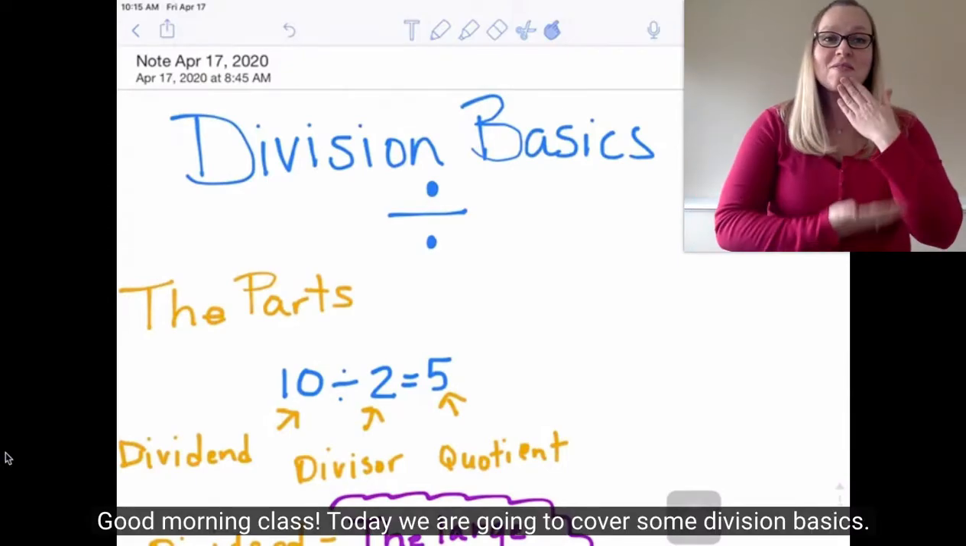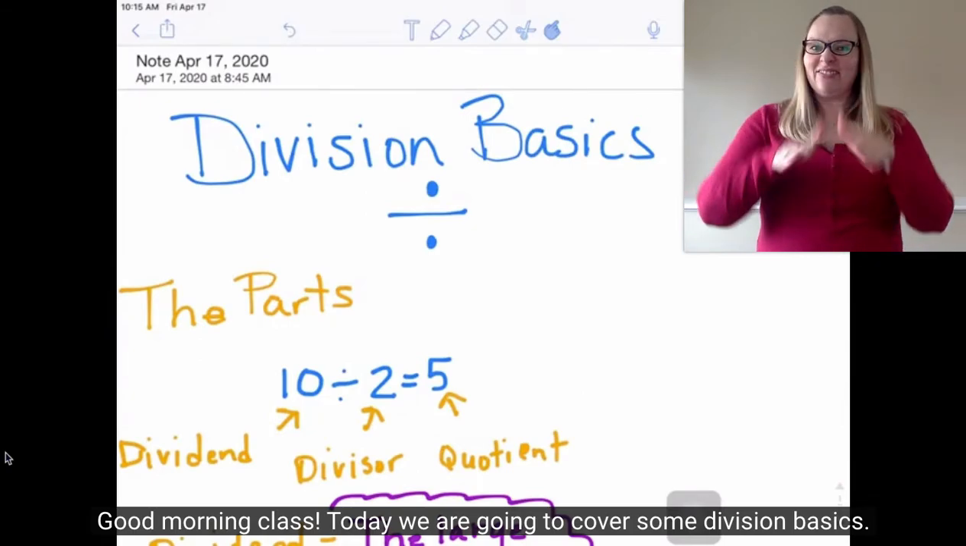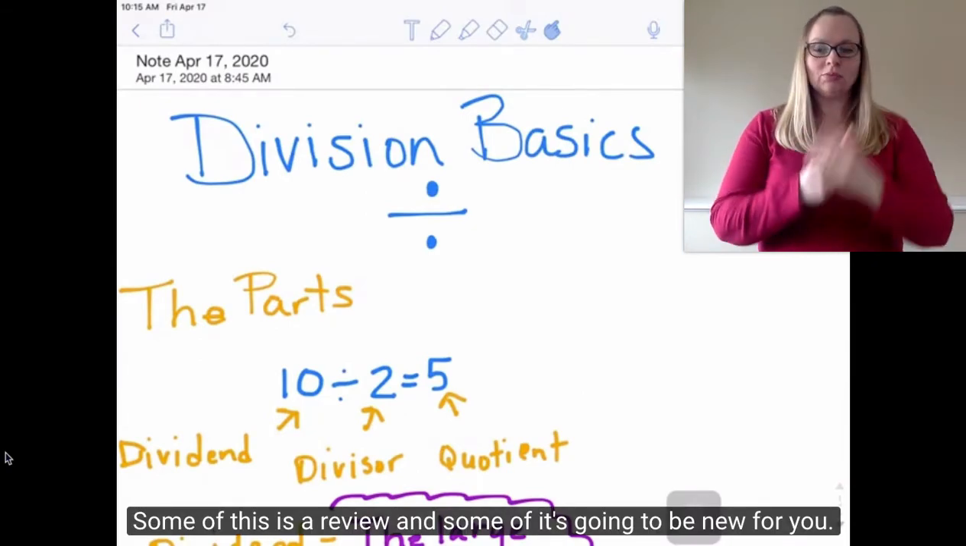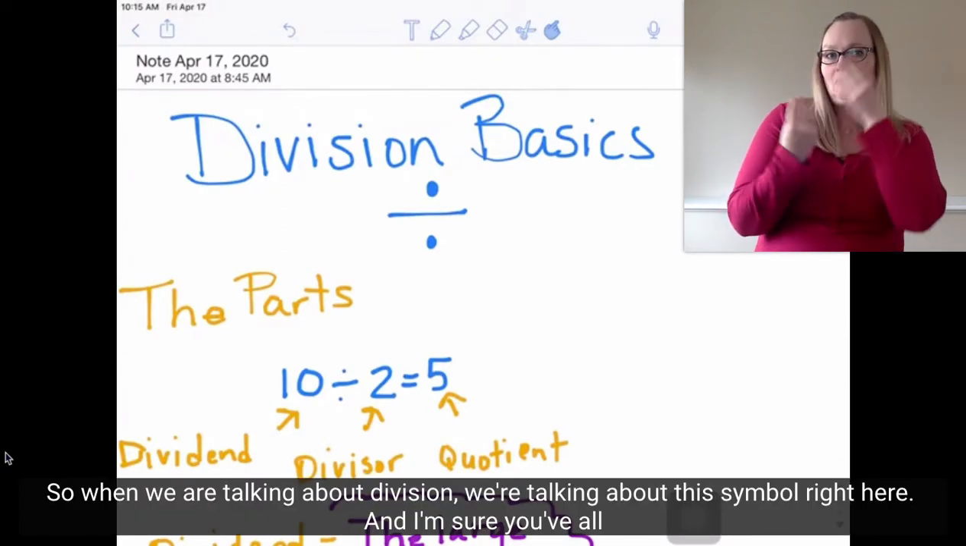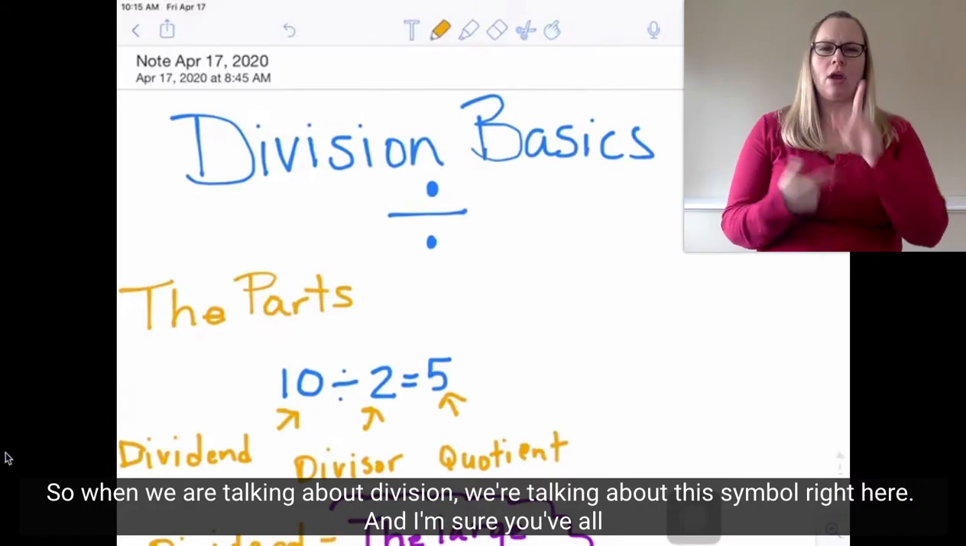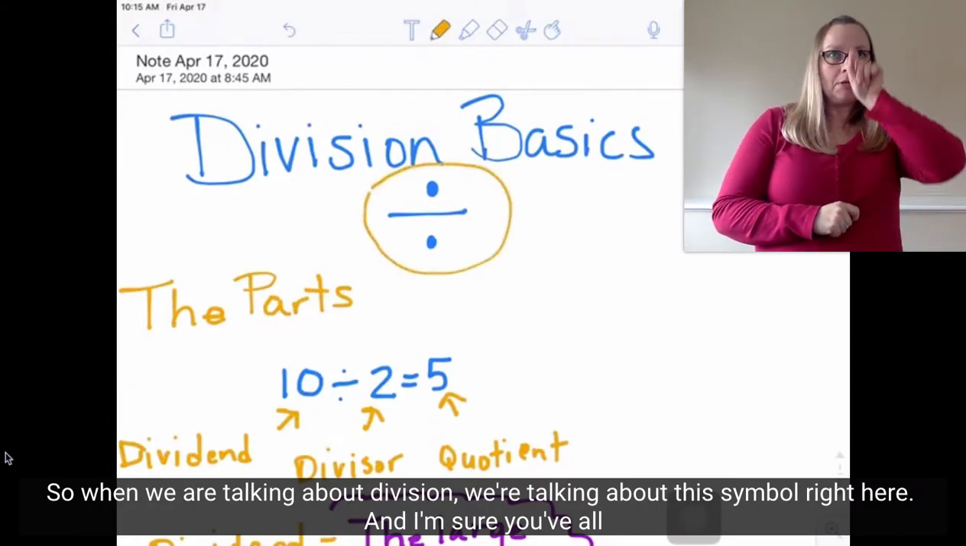Good morning, class. Today we are going to cover some division basics. Some of this is a review, and some of it's going to be new for you. So when we are talking about division, we are talking about this symbol right here. And I'm sure you've all seen it before.